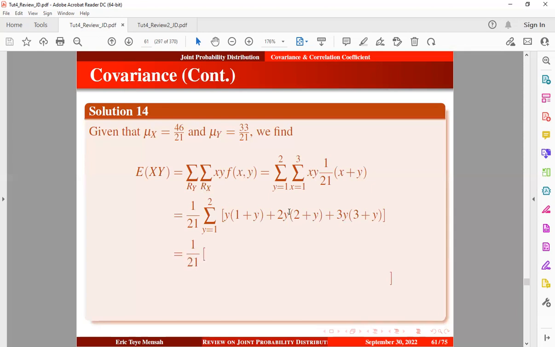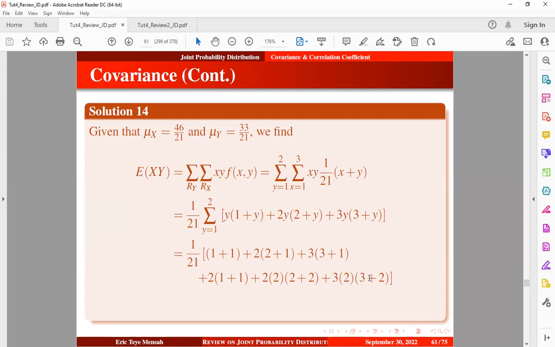All right, so now I want to sum over the region of y, okay? So when y is 1, you obtain this. So you input 1 here, you obtain this. You input another 1 here, you obtain this. You input another 1 here, you obtain this, okay? So the second probability value for y is 2. So when y is 2, you obtain this, okay? So you input 2 here, you obtain this. You input 2 here, you obtain this. You input 2 here, you obtain this, okay?